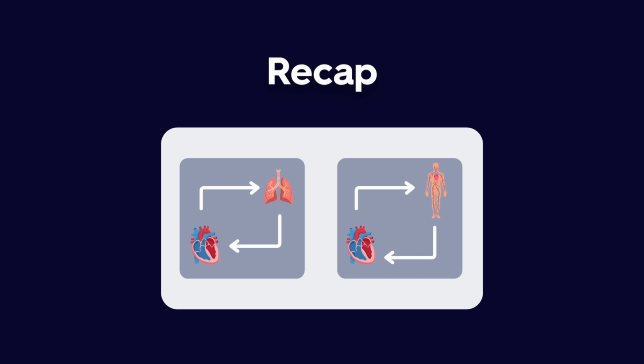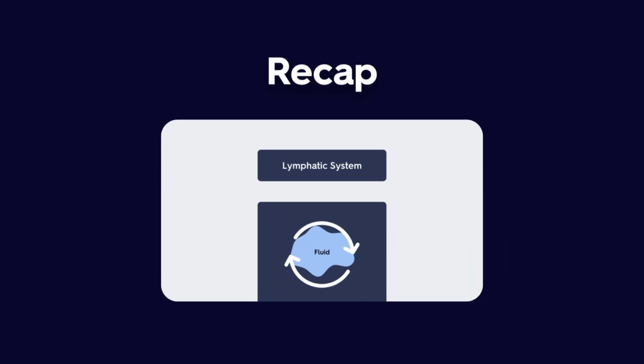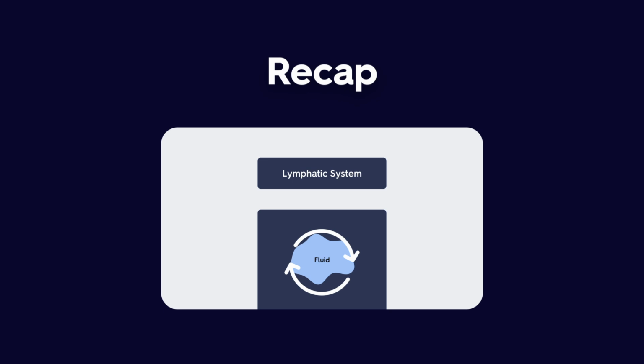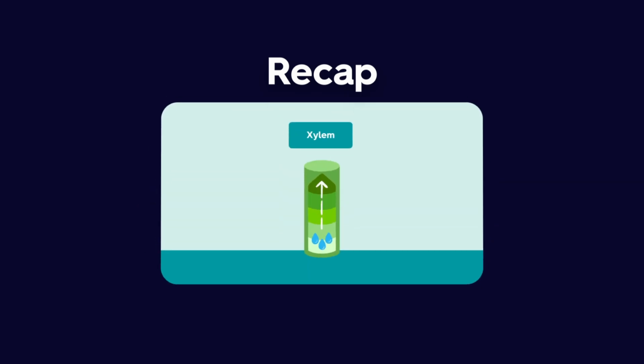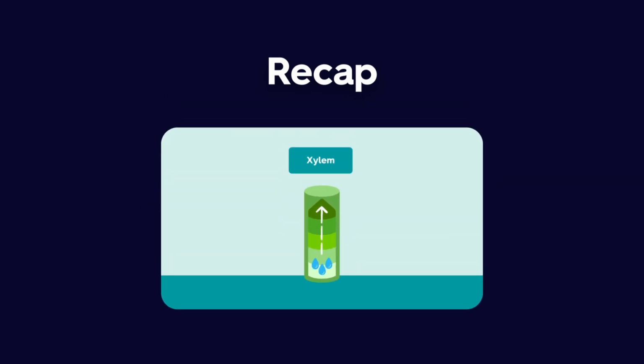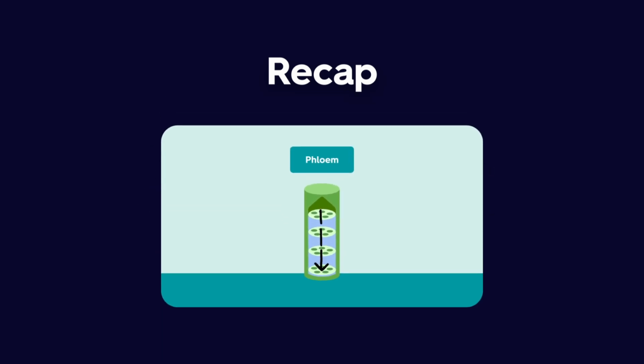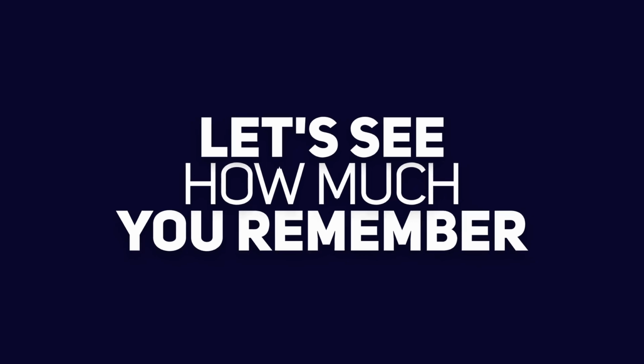To recap, humans use the heart's double circulation to send blood to lungs and the body, and lymph returns leaked fluid through lymph nodes. Plants use xylem for mostly upward water transport and phloem to actively move sugars to where they're needed. Now that you've watched the video, let's see how much you remember.